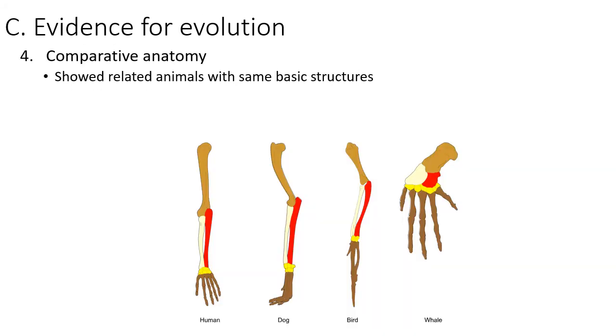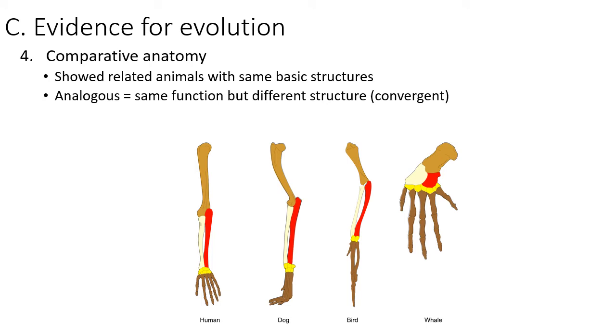Comparative anatomy. We can see that pretty much all organisms that have a common ancestor have a common anatomy, and even if they diverge in their functions, their anatomy is still similar. So, for example, this red bone on the human, dog, bird, and whale here is the ulna, which forms your elbow and is a part of your forearm. Well, the bone is there in all of them, even if it's used slightly differently. So we can see the same structures being used, indicating a common ancestor.